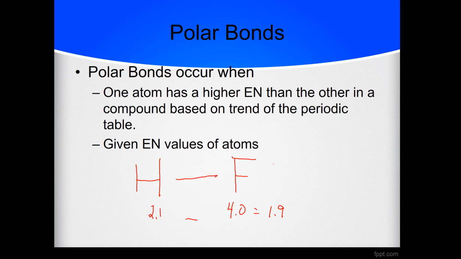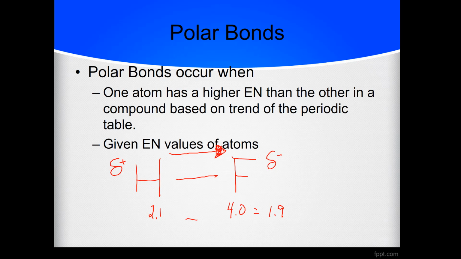We can represent the polarity of this bond two ways. We can draw our sigma negative, sigma meaning partially, to show that the fluorine's partially negative because it gets the electrons more often, and sigma positive over here to show that hydrogen is partially positive. Or we could choose to draw an arrow, a vector.